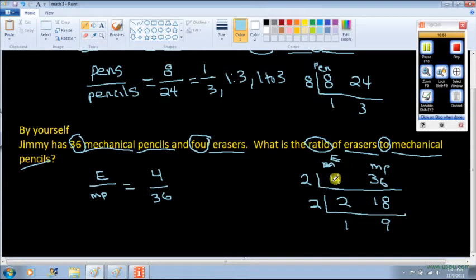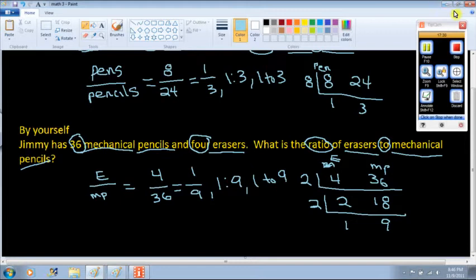So now I just need to input my information. Erasers goes with erasers. So that's 1 to 9. For every 4 erasers, this person has 36 mechanical pencils. For every 1 eraser, this person also has 9 mechanical pencils. So it's 4 to 36, 1 to 9, and 1 to 9 is your final answer.